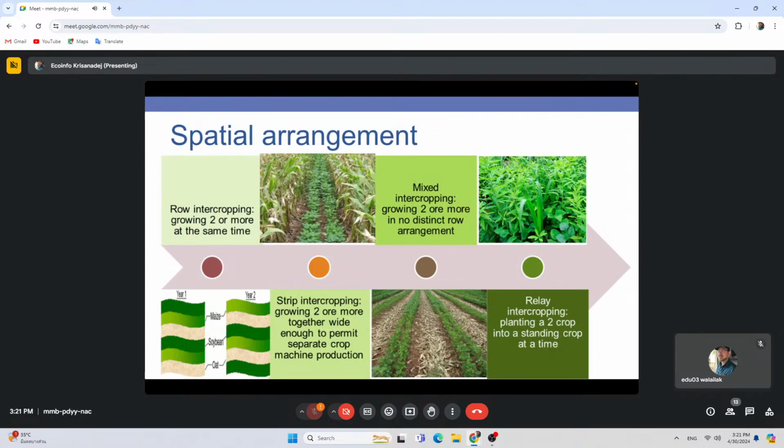This also other way, like this too, it doesn't have to be grown like that. For intercropping, it can be mixed like this. Well, okay. The intercropping plants should be 2 crops and then 1 standing crop at one time. Next slide, please.